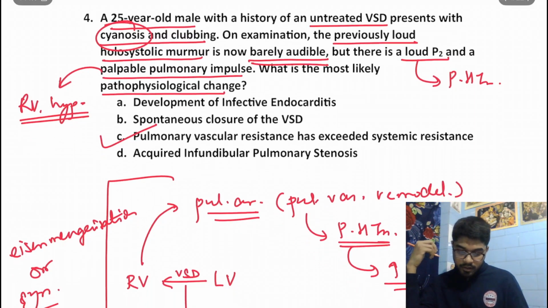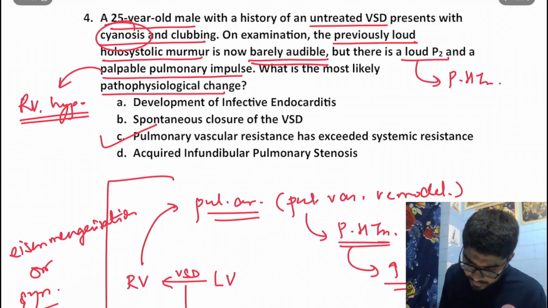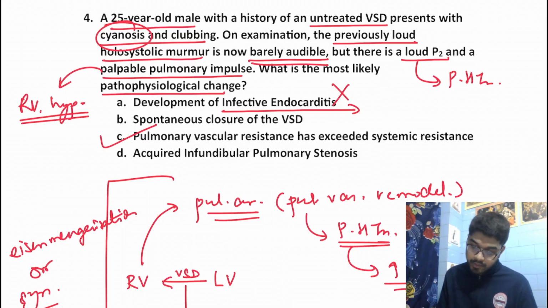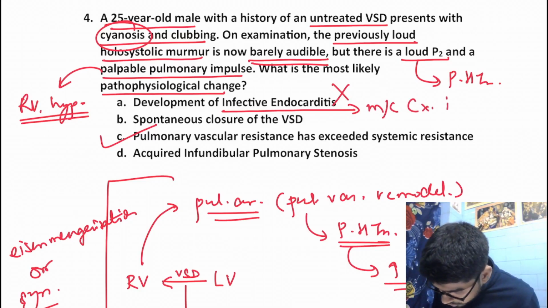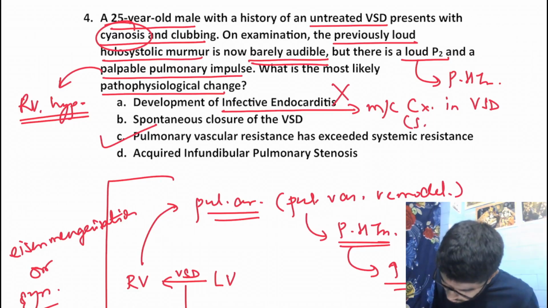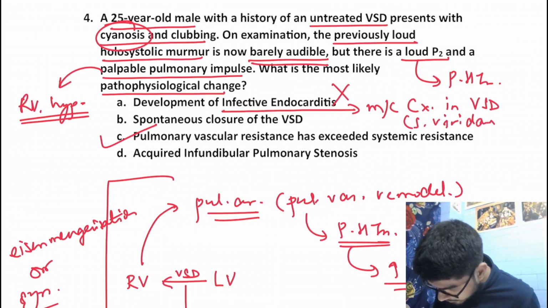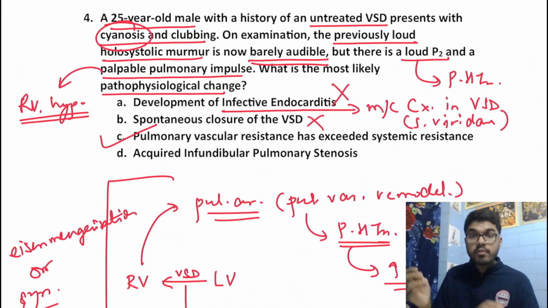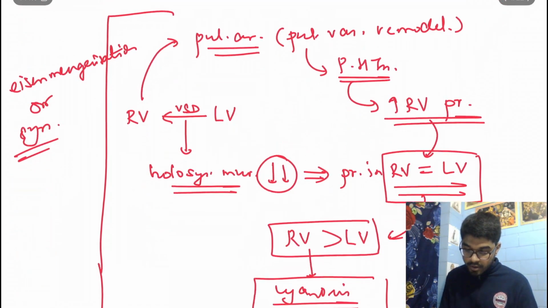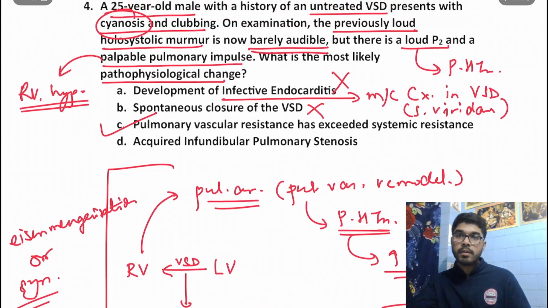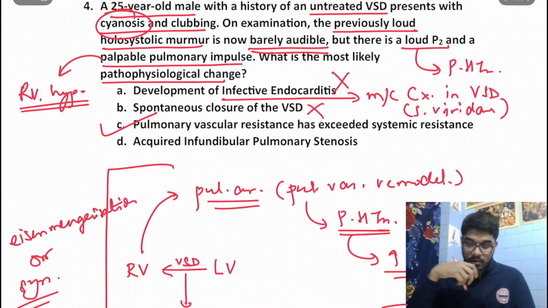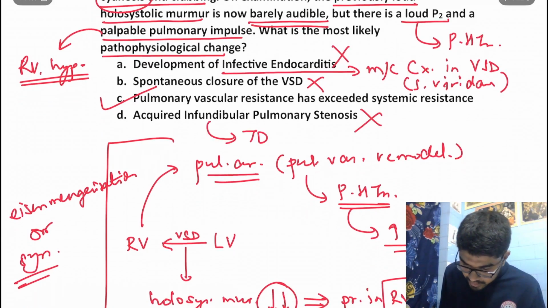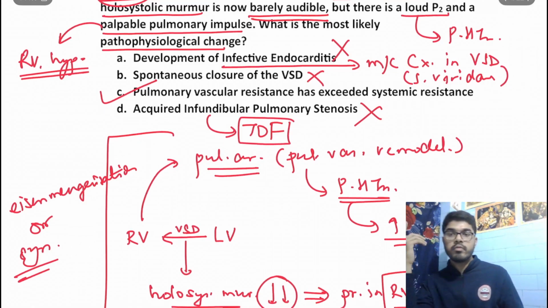Okay. If we look into the other options, development of infective endocarditis, no. It is not due to infective endocarditis, but something important about infective endocarditis. Remember that it is the most common complication in VSD, right? And it's caused by Strep viridans. Okay. Spontaneous closure of VSD would abolish the murmur, but it won't lead to development of pulmonary hypertension. We won't get loud P2 and palpable pulmonary impulse. An acquired infundibular pulmonary stenosis is a characteristic finding of TOF, tetralogy of Fallot, which we will be talking about in the next video.